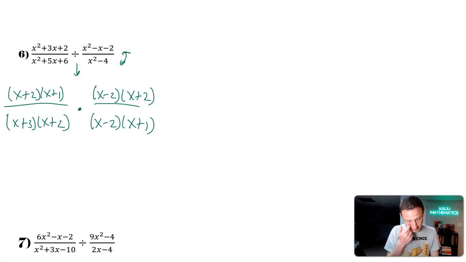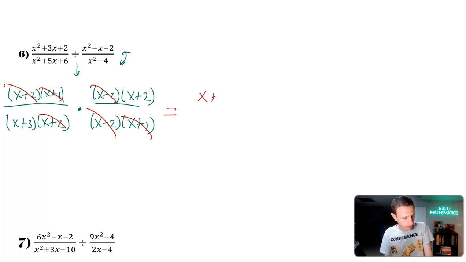Now we hope some things cancel out. So what do we have? All right, this first term, x plus 2. Do I have an x plus 2 in the denominator? Yes, I do. So boom, bam, gone. X plus 1 over here. Boom, boom. X minus 2, boom, boom. And then all I'm left with is the x plus 2 and the x plus 3. X plus 2 over x plus 3.